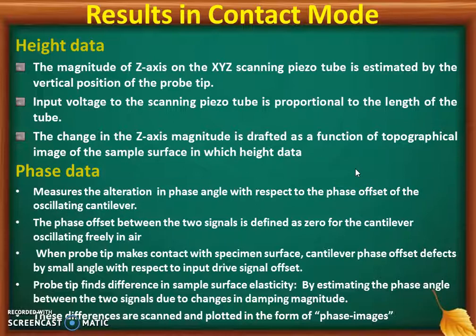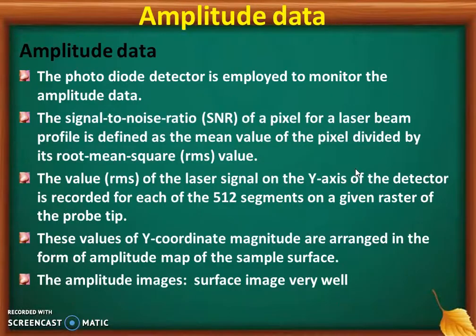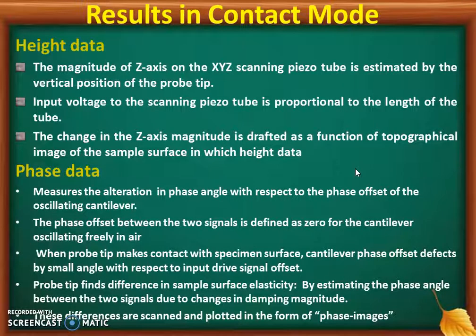height data are recorded. Phase data measures the alteration in phase angle with respect to the phase offset of the oscillating cantilever. The phase offset between the two signals is defined as 0 for the cantilever oscillating freely in air.